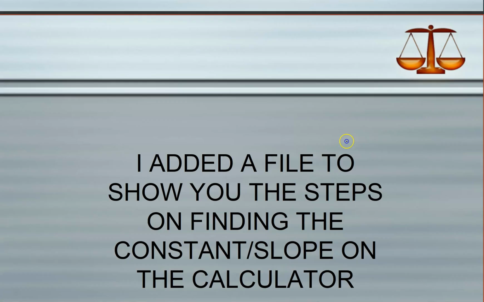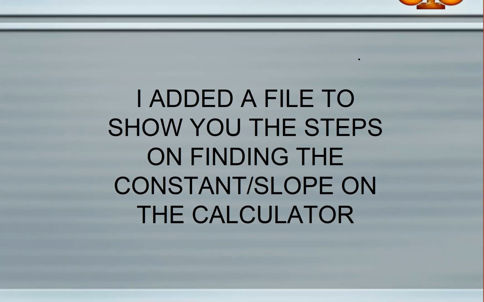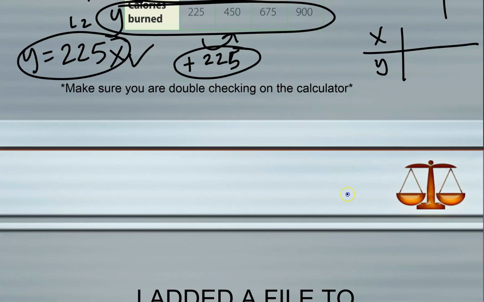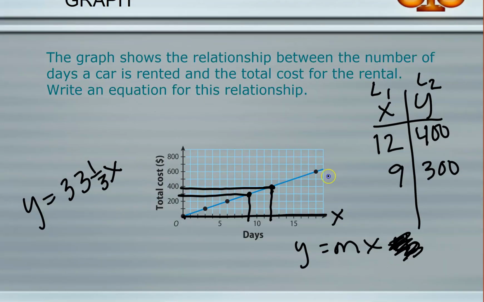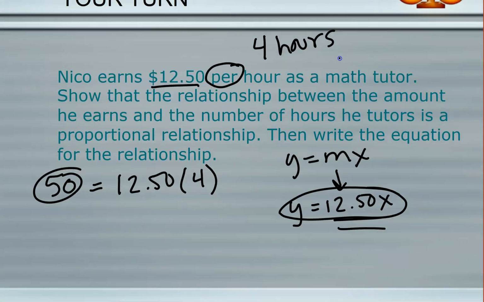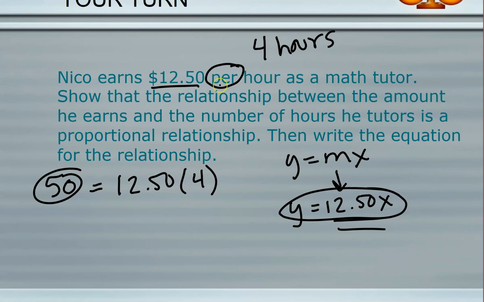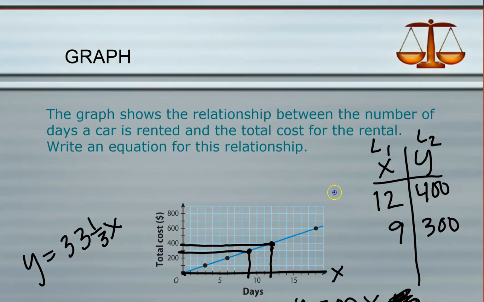All right, guys. So I added the file to show you the steps on finding the constant or slope on the calculator. Again, if you didn't understand, please rewatch the video. Please practice. After this, you do have the guided practice for you to practice learning this. Again, this is stuff from 7th grade. I might have taught you a little bit different than your 7th grade teacher. So just to recap, for a word problem, of course, if it has the word per, that number will be your constant or your slope.